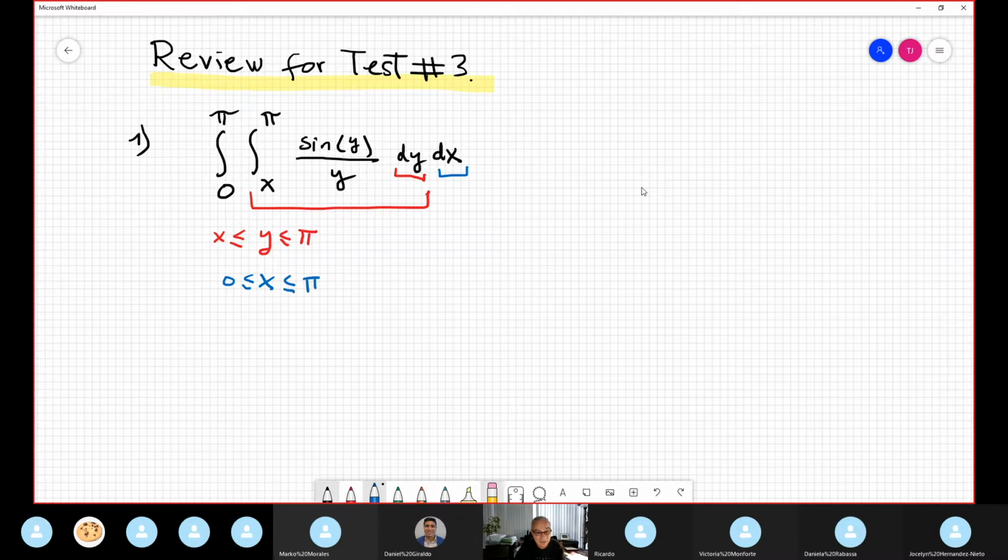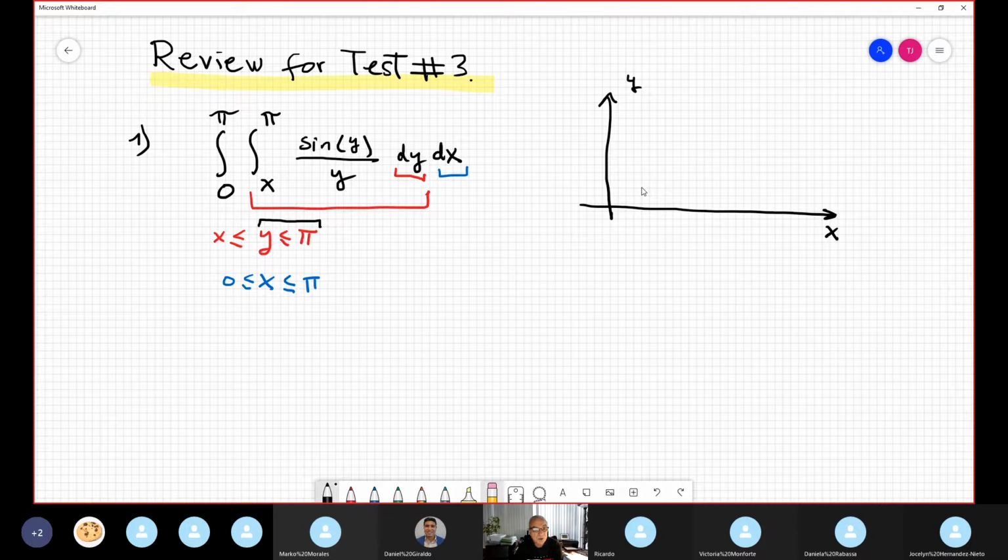Okay, with this information, I can do the sketch of the potential region in which the student set up this integral. And remember, you take first this equation. This equation is y equal pi. So you convert to equation, no? Y equal pi is a horizontal line whose height is pi. Another equation is y equal x, and y equal x is the line passing through the origin.